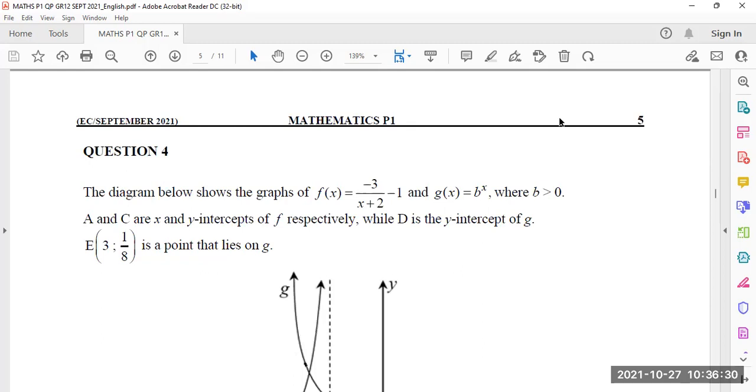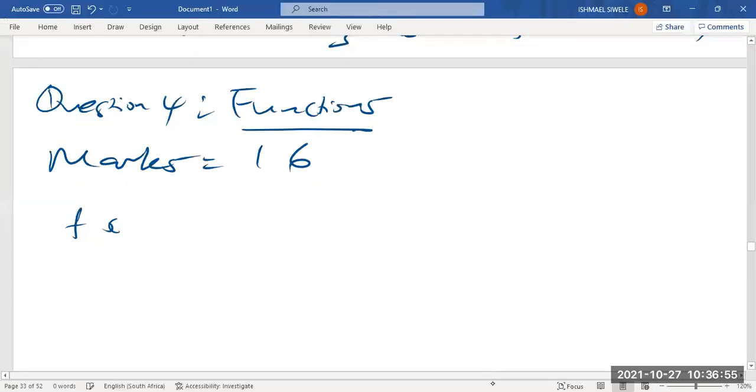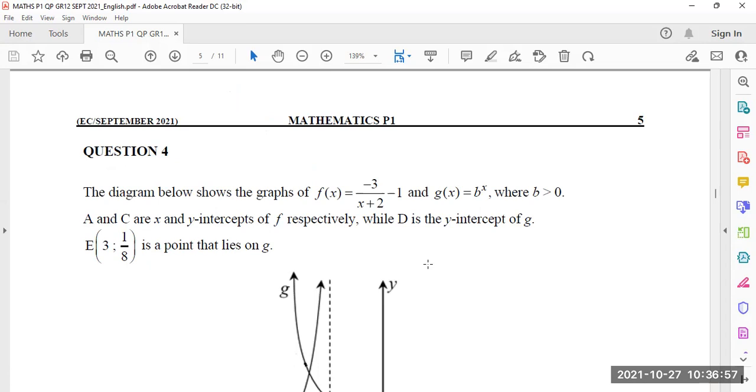In this question, they are saying that the diagram below shows the graph of f of x equal to -3 over x plus 2 minus 1. That is a hyperbola. Let me just write that down. So we have f of x equal to -3 over x plus 2 minus 1.